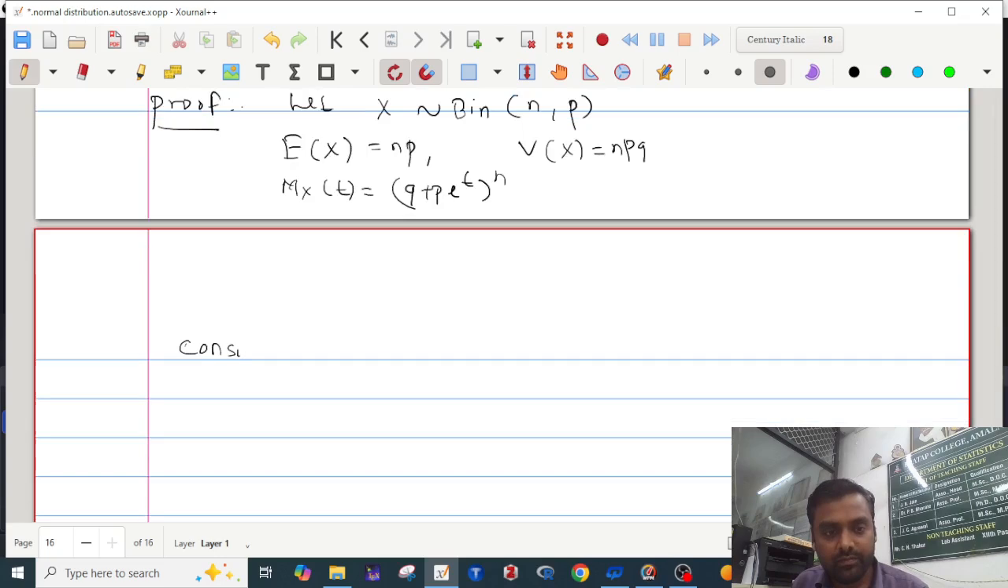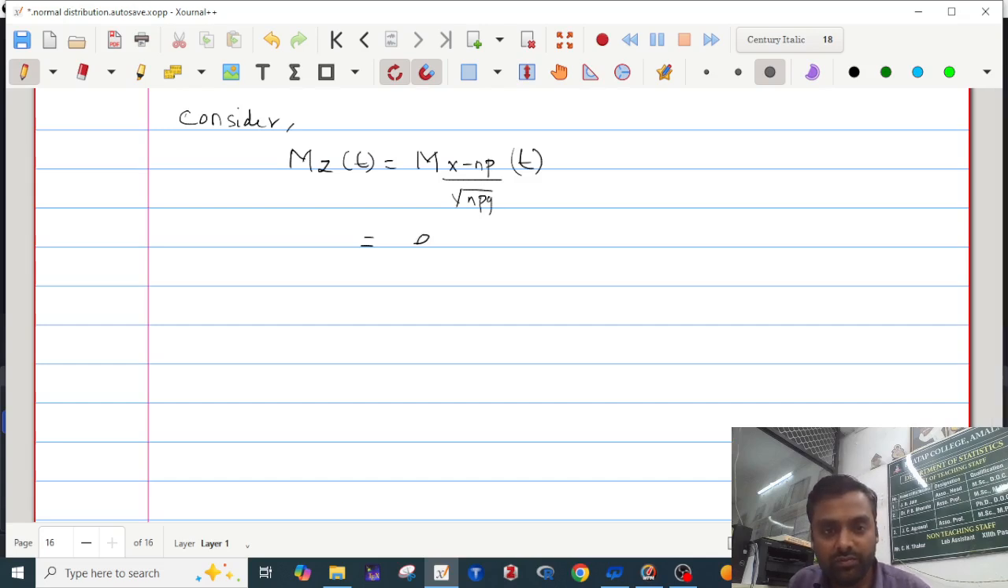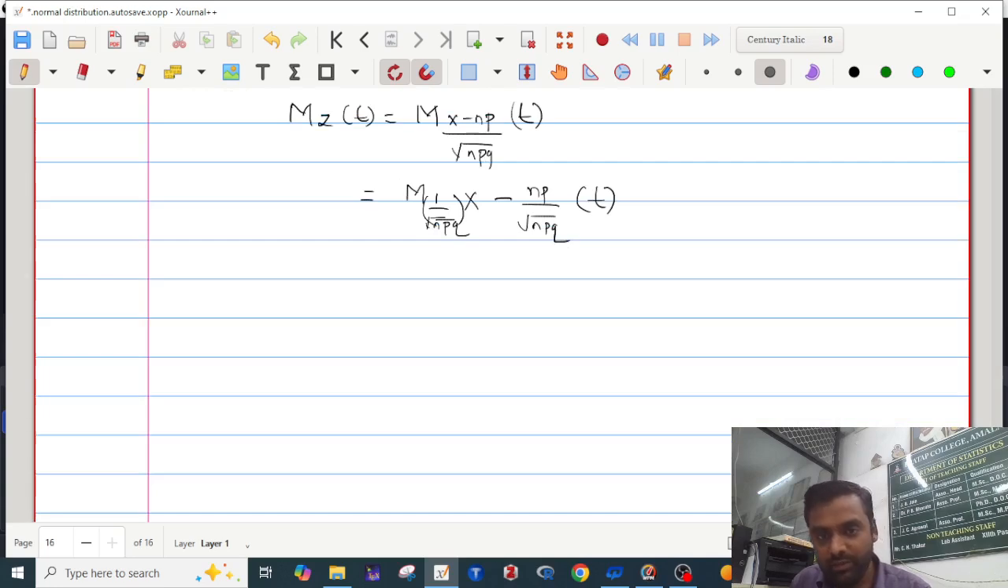Consider MZ of t, which is equal to the MGF of (X minus np) upon the square root of npq at t. By the change of origin and scale property, this is e raised to minus np upon root npq, that is the change of origin, times the MGF of 1 upon root npq times X, this is coefficient a, and this is the change of scale.